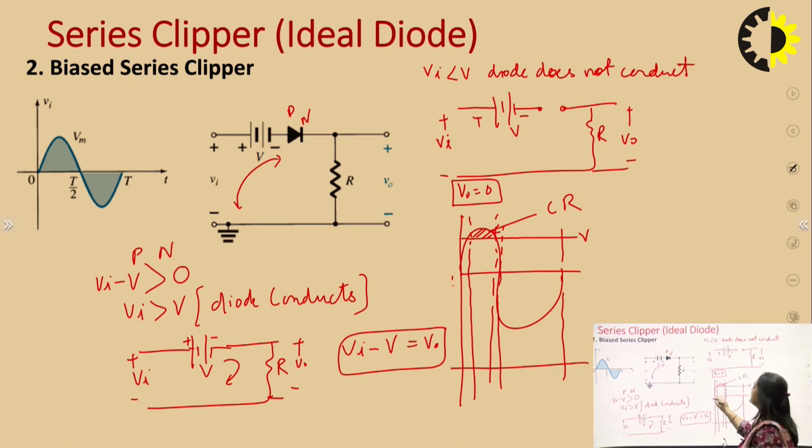Now we can do the marking. A. This point is B. This point is C. This point is D. This is E. This is F, and this is G.